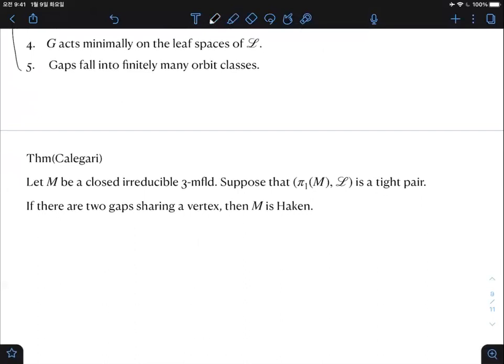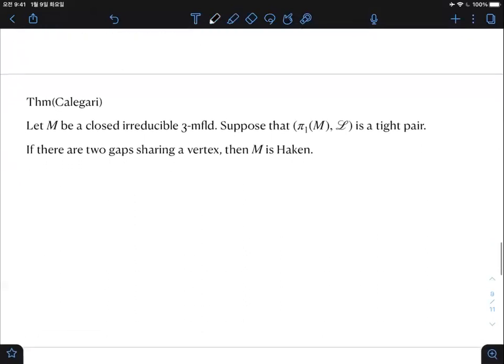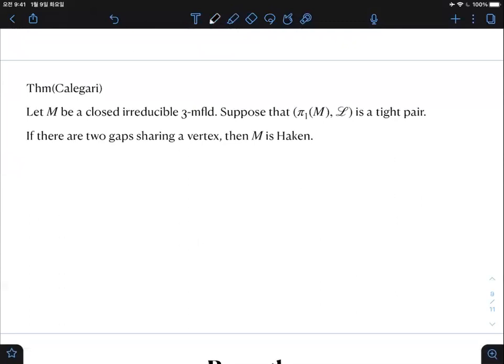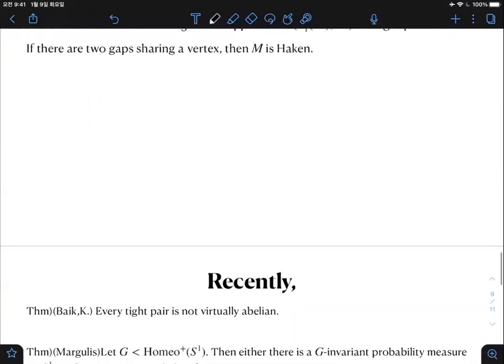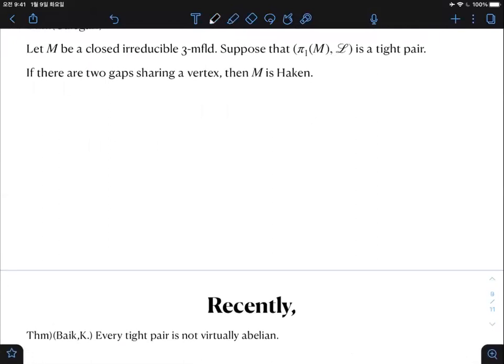So it looks like a type pair is a kind of geometric object. So recently, Baik and I focused on the more basic properties of laminar groups. Recently, we could show every type pair is not virtually abelian. According to the Tits alternative in the linear group case, if some group is not virtually abelian, then it contains a non-commutative free subgroup. So we may expect some kind of analogous theorem.